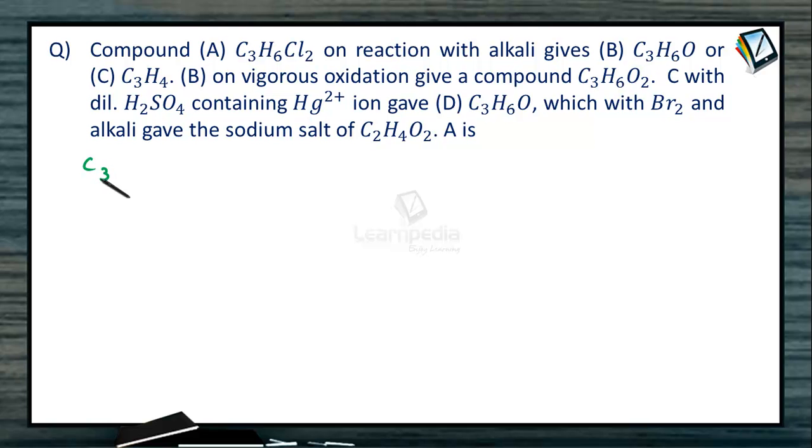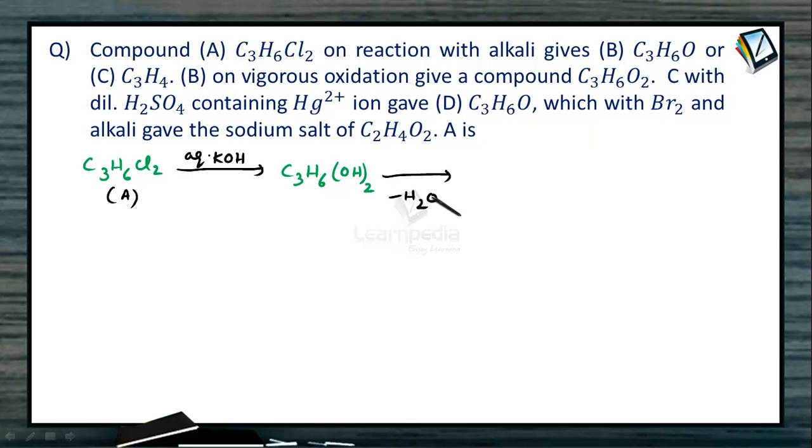So this is our A, C3H6Cl2. When made to react with aqueous alkali, what is the product formed? Both the chlorines will be replaced by OH group, isn't it? So we get C3H6(OH)2, which is an intermediate compound, and this is unstable. So it loses a water molecule, resulting in the formation of a carbonyl compound whose formula is C3H6O. So this is our compound B. As this is a carbonyl compound, it can be an aldehyde or even a ketone. We need to check it out afterwards.